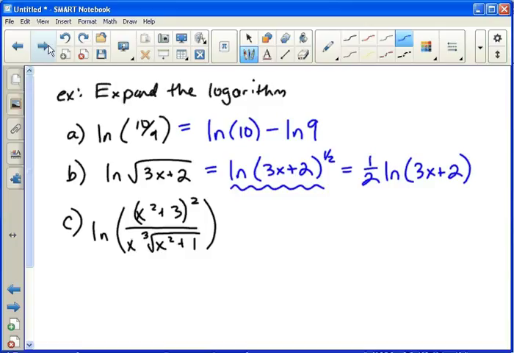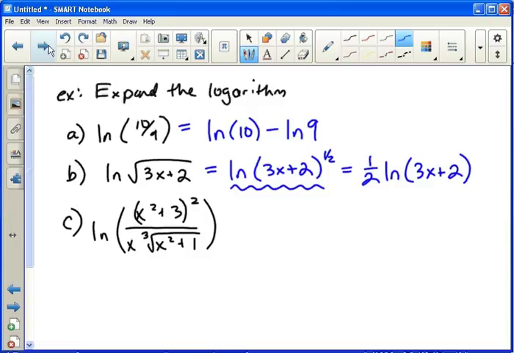Now part C I am going to do in two steps, and I would recommend you do it in two steps just to keep yourself from making any mistakes. This says the natural log of (x squared plus 3) squared over x times the cube root of (x squared plus 1). So that's a cube root. That 3 does not go with the x, it's by itself.